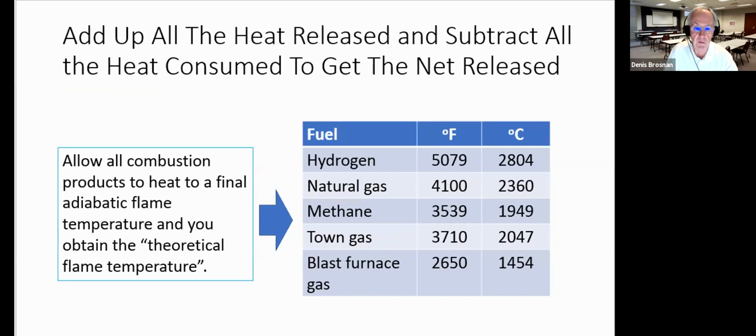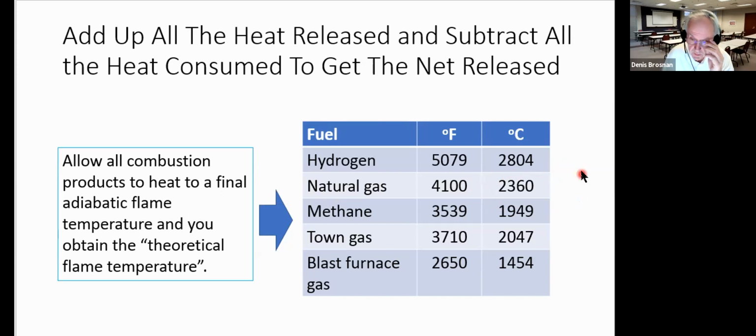So anyway, you add up all the heat released and subtract all the heat consumed by the reaction products of combustion to get the net heat released. And then we can do those manual calculations, or maybe use Excel to do them, to figure out a final temperature: the theoretical flame temperature, or adiabatic combustion temperature. And given here in degrees Celsius and degrees Fahrenheit are some temperatures. So natural gas, you can see theoretically we should get up to 4,100 degrees Fahrenheit or 2360 degrees Celsius.